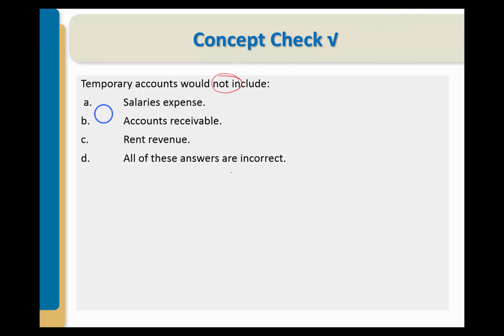Hopefully you did answer accounts receivable, right? We know salaries expense, that's an income statement account. It's an expense and it increases with the debit. Accounts receivable is a balance sheet account. It's an asset account and it increases with the debit. Rent revenue, that is an income statement account. It is a revenue account and it increases with a credit. So hopefully that is what you gathered.